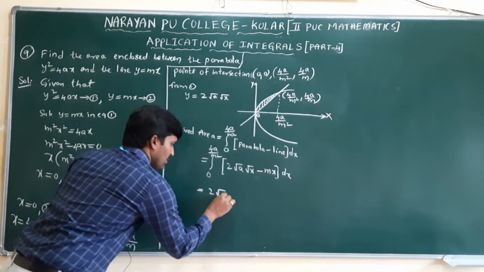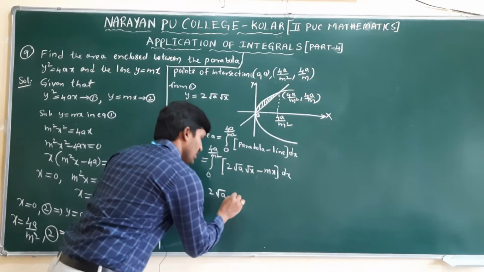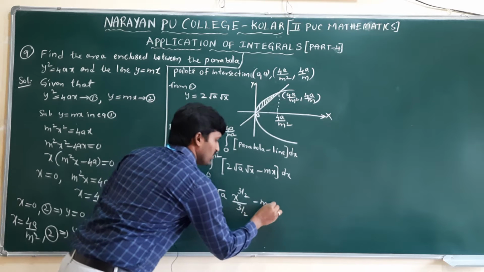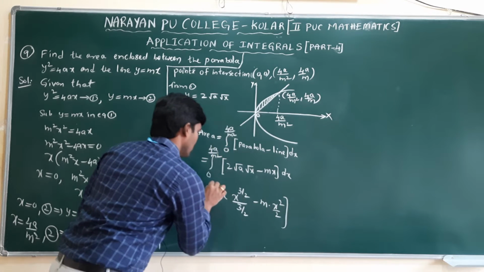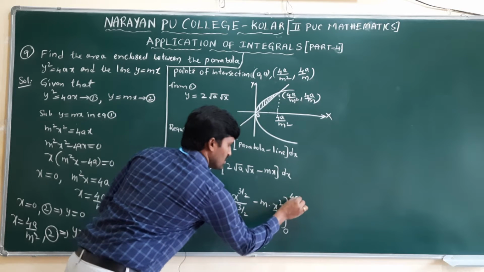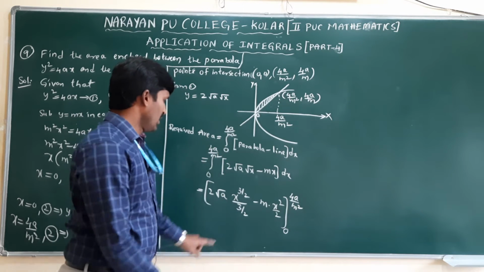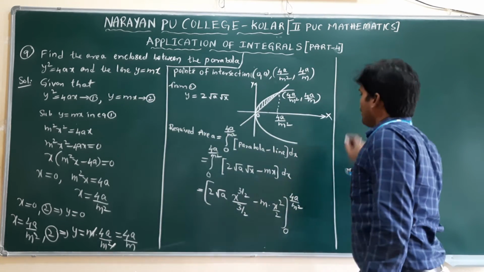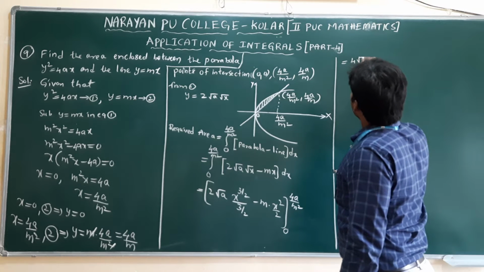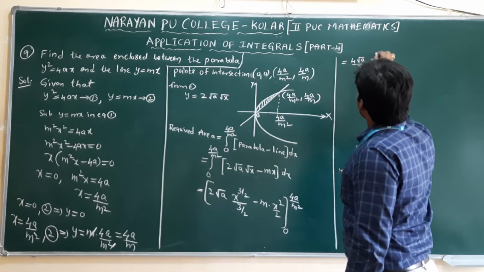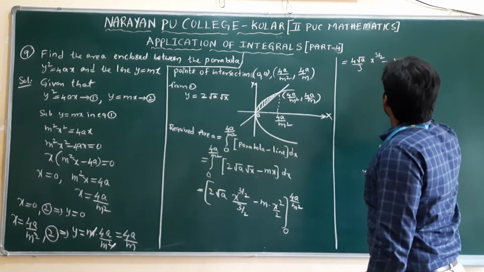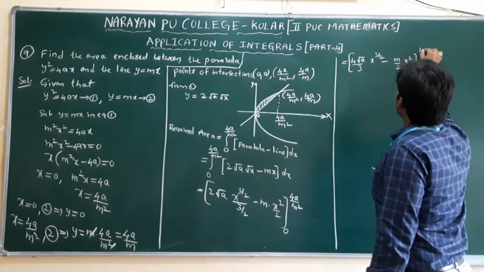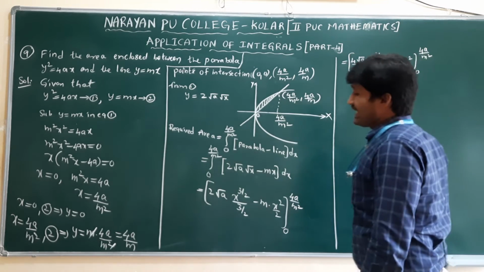Now 2 root a, root x means x power 1 by 2 only, na? Integral of x power 1 by 2 is what? x power 3 by 2 by 3 by 2. m into integral of x is what? x square by 2. For this, the limits are 0 to 4a by m square. Now 3 by 2 reversed, 2 by 3, total 4 by 3 we will get 4 root a by 3 into x power 3 by 2 minus m by 2 into x square from 0 to 4a by m square.